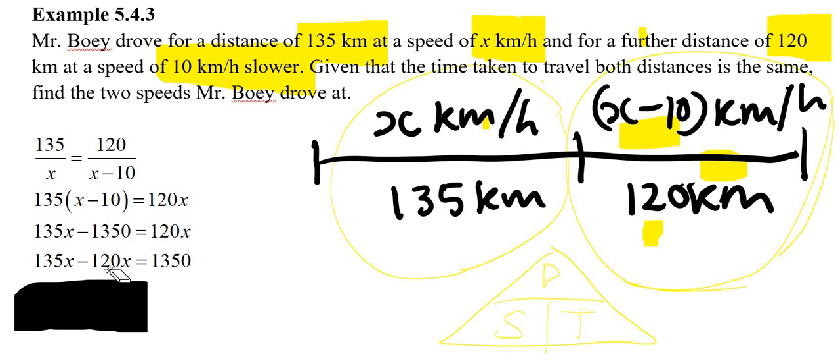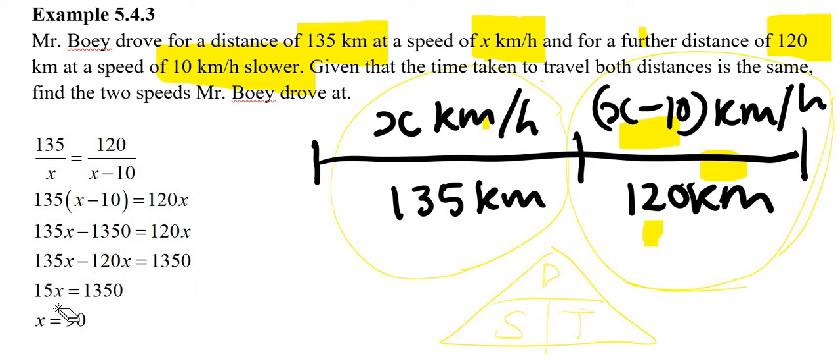Next, we want to group the like terms together on the left hand side. So subtract 120x from both sides, and then get rid of this numerical term by adding 1350 to both sides of the equation. So you'll get 135x minus 120x equals 1350. Next step, evaluate this, you get 15x equals 1350. Finally, you get x equals 90.